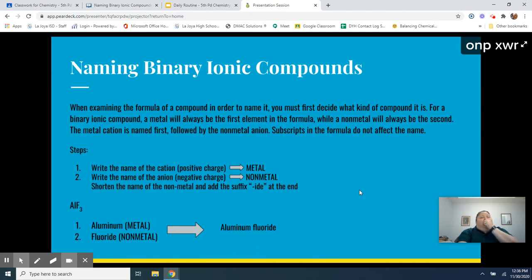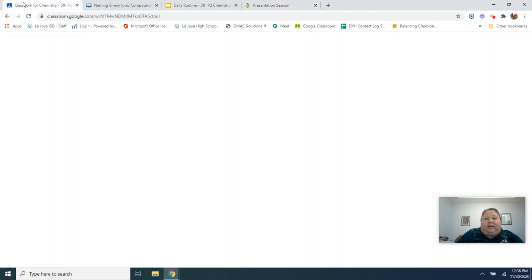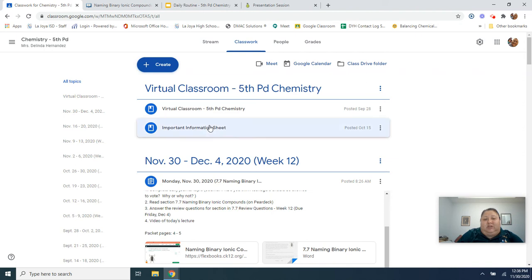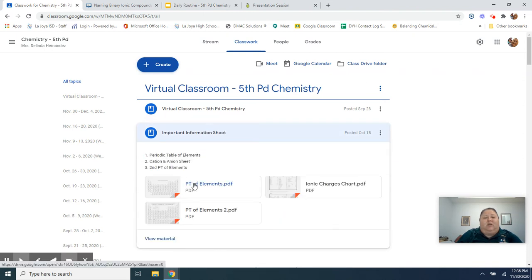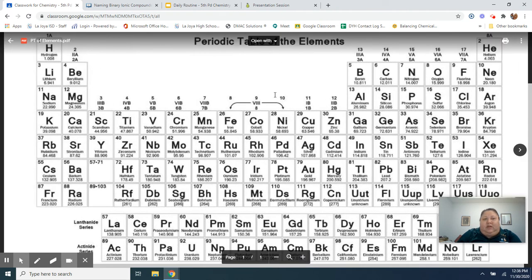Okay. And it breaks it up into steps. Sorry, guys. It breaks it up into steps. Step 1. And they're talking about your metal. Write the name of the cation, which of course has a positive charge. So in this case, the metal. If you need a periodic table because you don't have one, you can click here on important information. All right, so here you have a periodic table in case we need it, because we will need it.